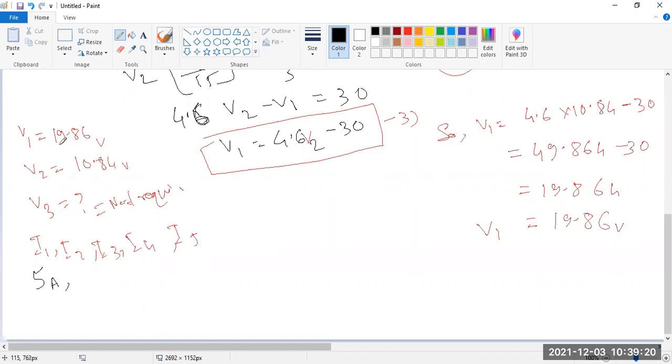So divided by 10 means 1.986. So it is coming 1.986, meaning it is V1 by 10. Okay. Now I3, what is the I3? Find out this I3. What is the value of I3?